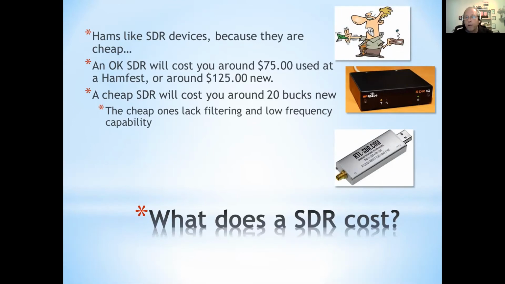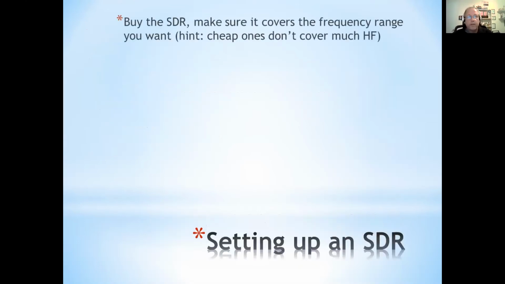I live in a rural area. I don't have any AM radio stations anywhere near me, within miles and miles and miles of me. And these particular ones, if you want to look at what's happening on 40 meters, I can't do that with this particular cheap one, but you can with the type that Dave uses. A professional grade SDR will cost you thousands of dollars.